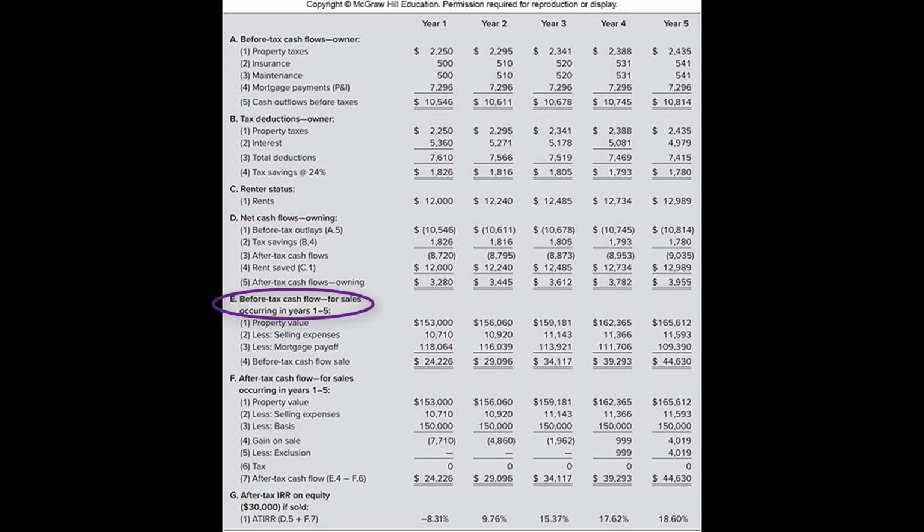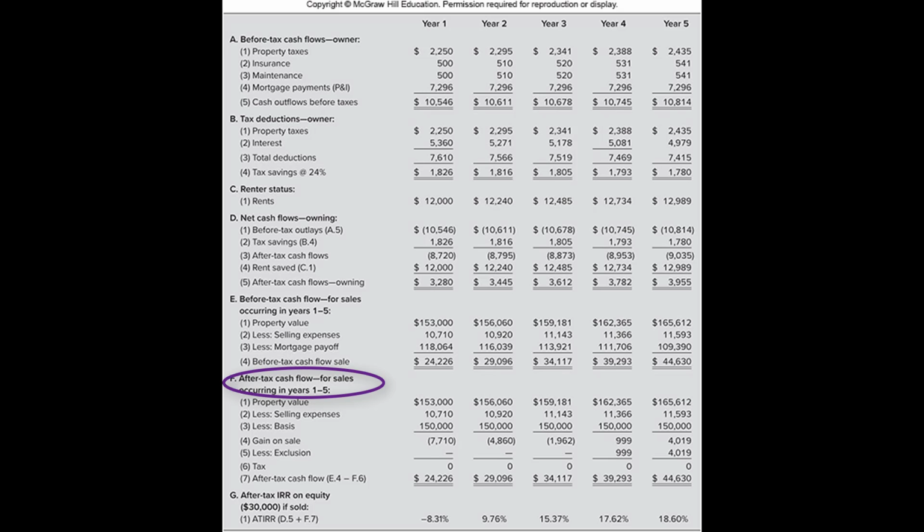So the property value, less the selling expenses, less the mortgage payoff will be our before tax cash flow from the sale. So actually we're calculating what that would be if we sold in any of these first 5 years. And so our after-tax cash flows is after we pay taxes on the gain from that sale, if there is a gain. And so if we sold in any of the first 3 years, we see that there wouldn't be a gain.